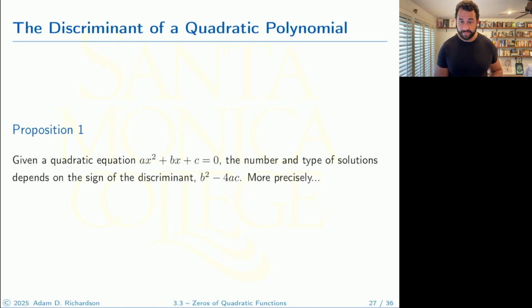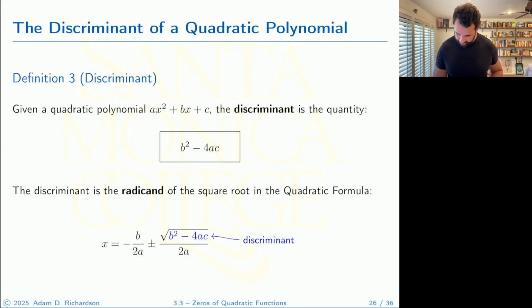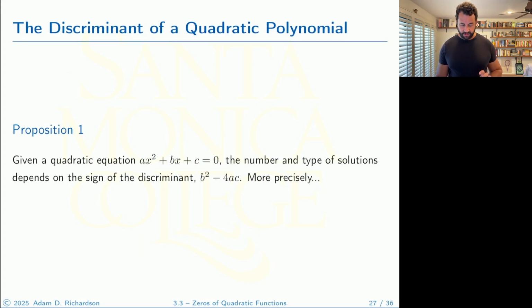Given a quadratic equation, the number and type of solutions depends on the sign of the discriminant here. More precisely, we have these cases.